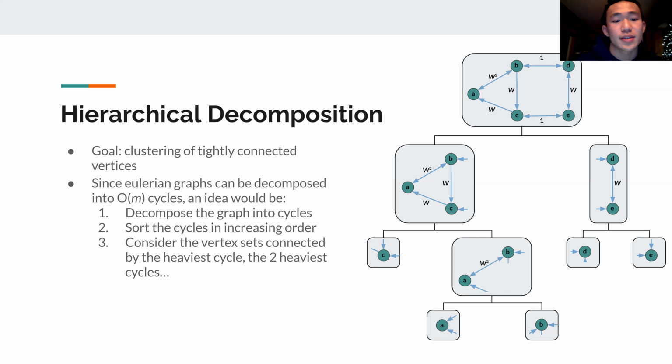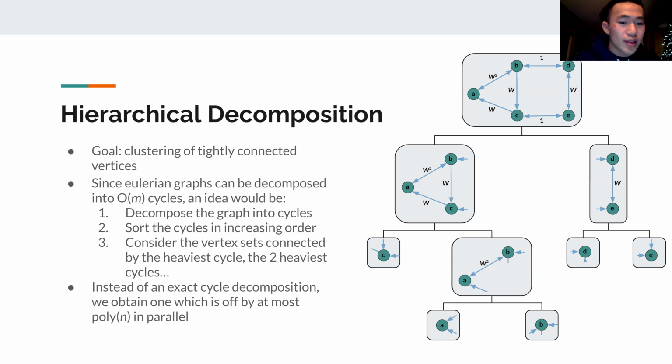What we can do, however, is compute a loose cycle decomposition, where we find a bunch of cycles where the edge weights, when we add them up, are within some polynomial factor of the original graph. And then we can still take our set of loose cycles, sort them in decreasing order, and look at the vertex sets which are connected by the heaviest cycle, the two heaviest cycles, and so on. And it turns out this will be good enough for this idea of tight clustering to speed up our random walk generation.